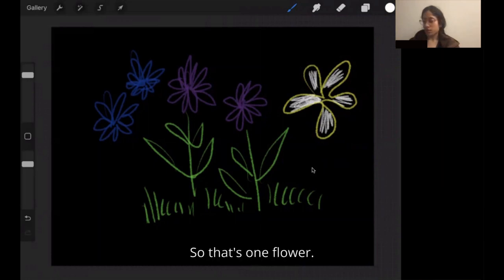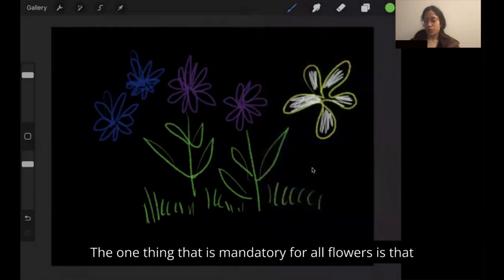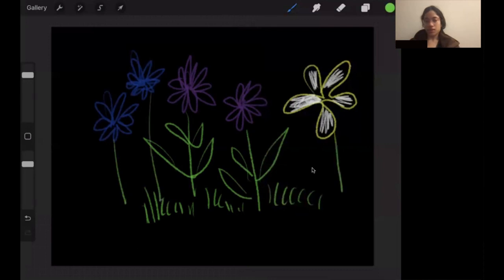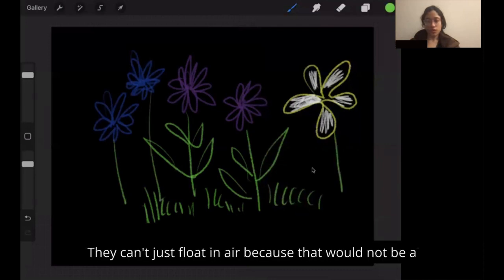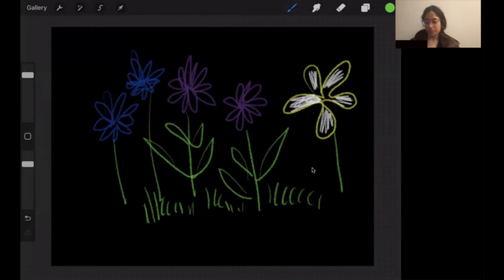So that's one flower. The one thing that is mandatory for all flowers is that they have to have a stem. They can't just float in air because that would not be a garden, that would be a haunted garden. And today we're just drawing a garden.